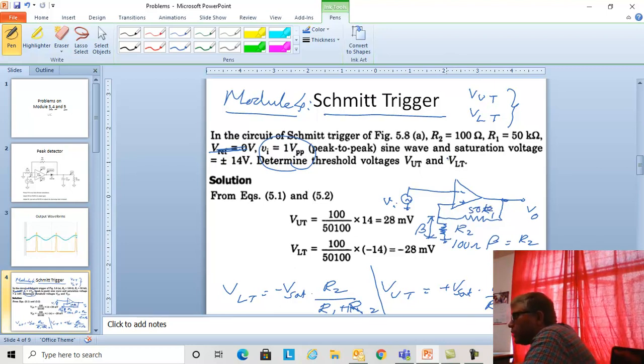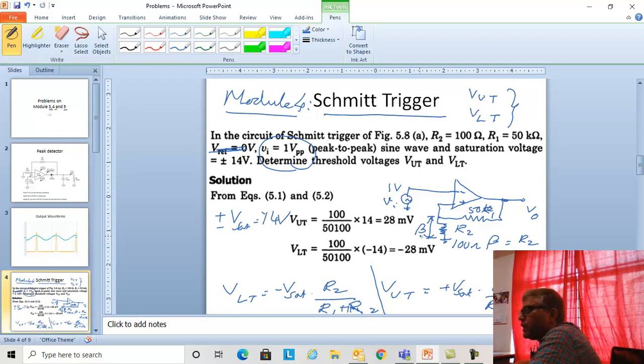So a sine wave of 1 volt peak to peak is given to you. The saturation voltage is plus or minus 14 volts, so plus Vsat is plus 14 volts. Now they are asking you to find out the threshold voltage.